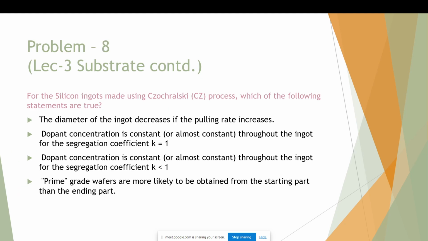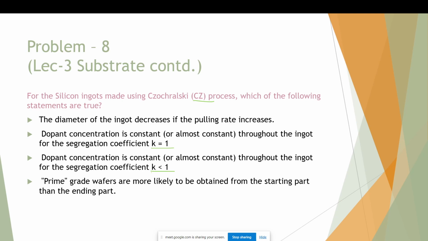Thanks. So the next problem. For the silicon ingots made using the Czochralski, that is the CZ process, which of the following statements are true? The diameter of the ingot decreases if the pulling rate increases. The dopant concentration is constant or almost constant throughout the ingot for a segregation coefficient of K equal to 1. So this is again the same distribution coefficient. The dopant concentration is constant or almost constant throughout the ingot for a segregation coefficient of K less than 1. Prime grade wafers are more likely to be obtained from the starting part than the ending part.